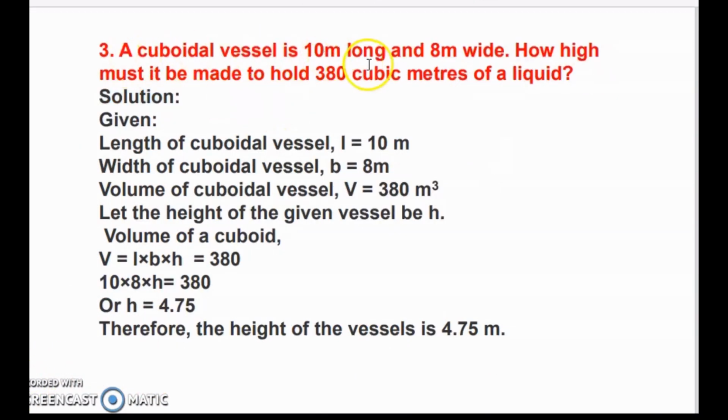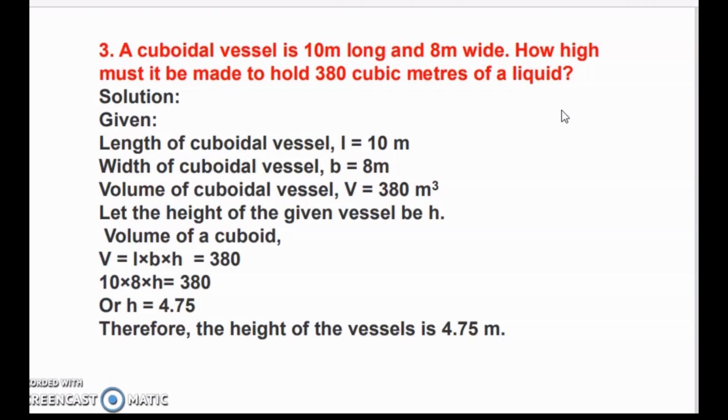A cuboidal vessel is 10 meter long, 8 meter wide. How high must it be made to hold 380 cubic meters of a liquid? So for the cuboidal vessel they have given you the length and the breadth, but the height is not given. Height you have to find out. How high must it be made? That means what should be the height so that it can hold 380 cubic meters of a liquid.